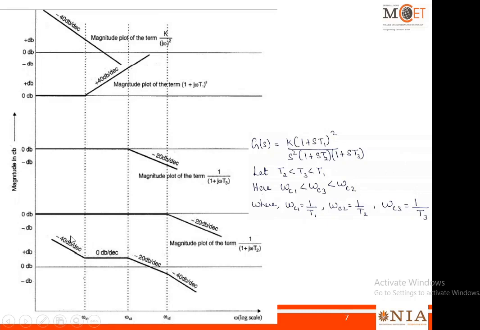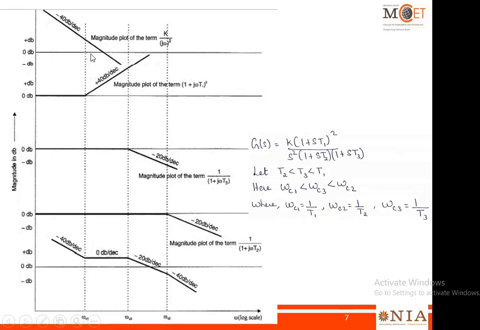This particular information will be very useful for you if you are going to write GATE exams, because they will give you some rough sketch of magnitude graphs and tell you to choose which transfer function matches the given graph. So you can just do this and find out.